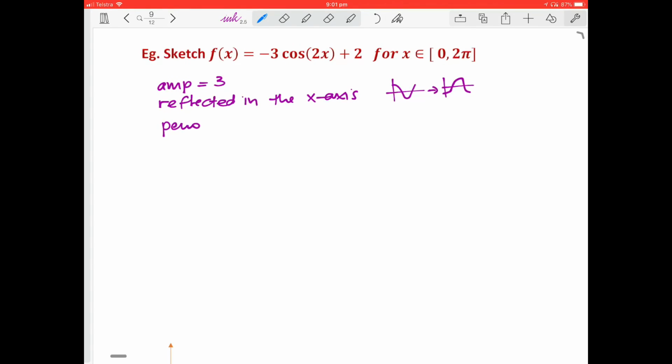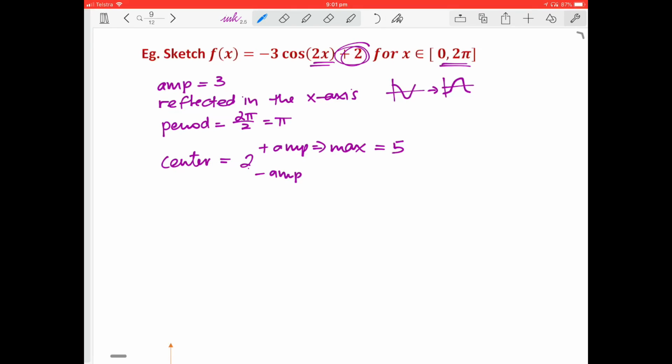Okay, my period is 2 pi on 2, which is pi. So we're going to see two full graphs between 0 and 2 pi. My center is 2. We add the amp for our max, which is 2 plus my amplitude, which is 3, so it's going to be 5. And if I say minus the amp for our min, we'll say 2 minus 3, it's going to be minus 1.